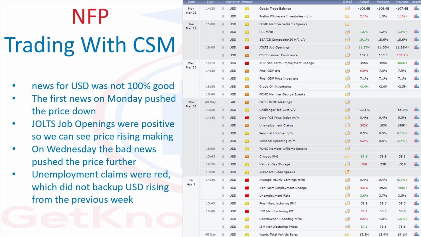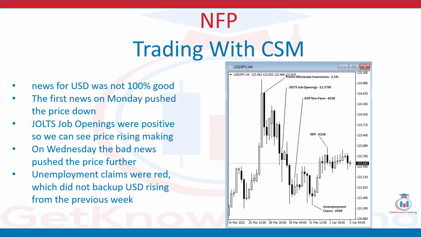We can see that the news for USD was not 100% good, where you can see some red results and some green. We can say that NFP week was 50-50. Let's see what happens with the USD Japanese yen pair during NFP week.